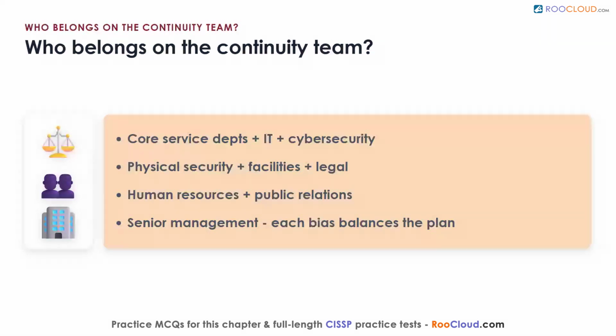Every member carries a bias toward their own department. And that is a feature, not a flaw. Handled well, those competing voices balance the final plan. Handled poorly, they turn into turf wars. Think of it like assembling a jury that reflects the whole community. The wider the perspective, the fairer and stronger the verdict.